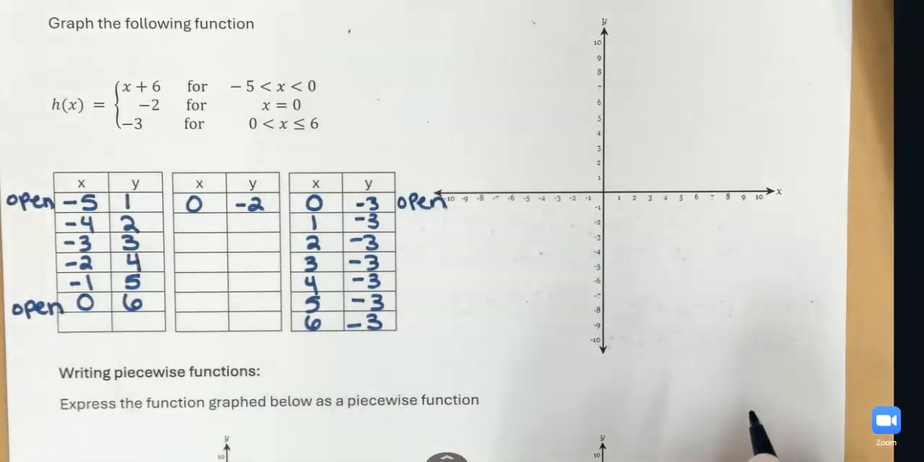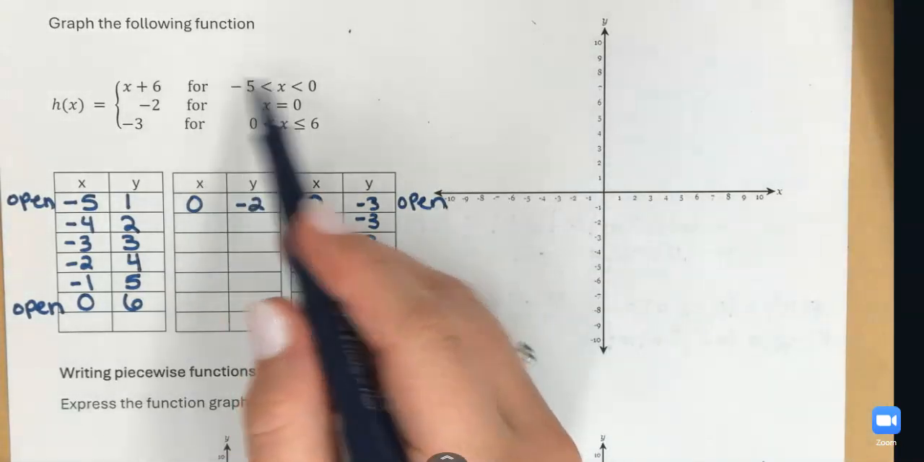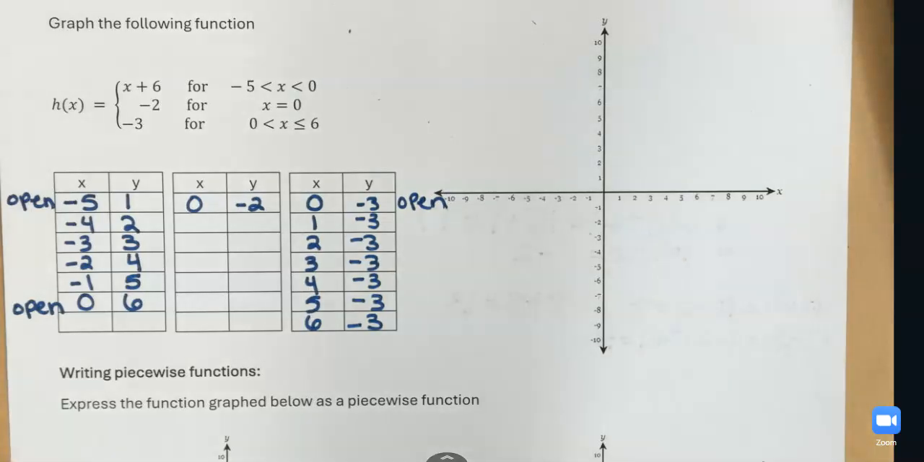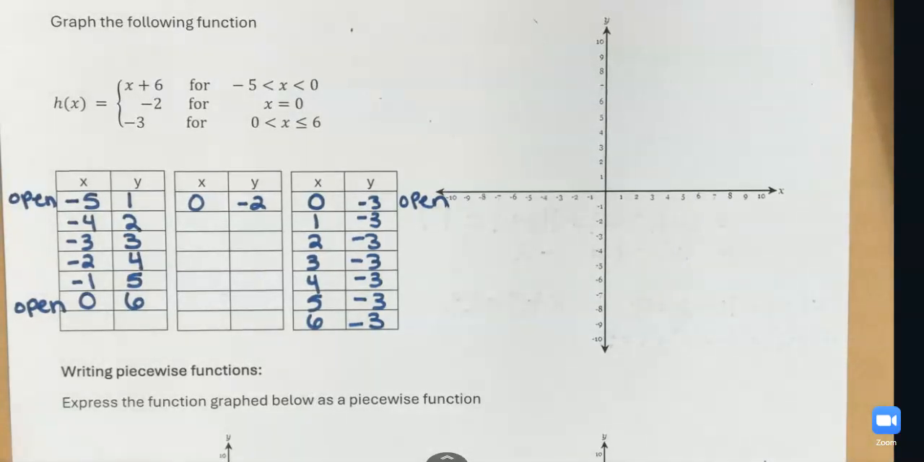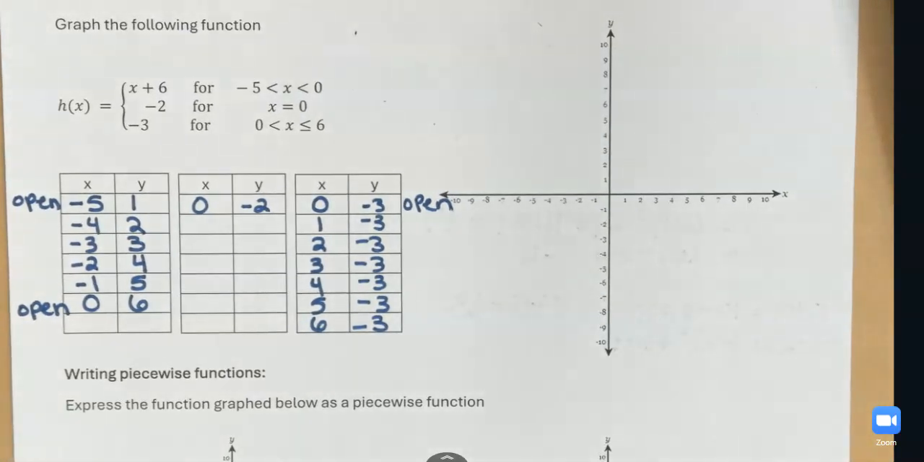Now what's different about this one from the first example we did is that each of these domain portions has a specific start and stop. They're not going to be going off to infinity like on the previous graph. So we're going to have to make sure we start and stop, we don't have arrows.